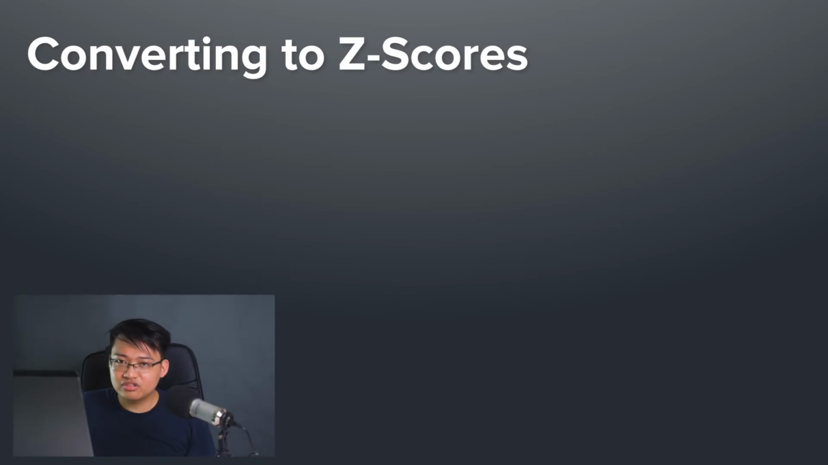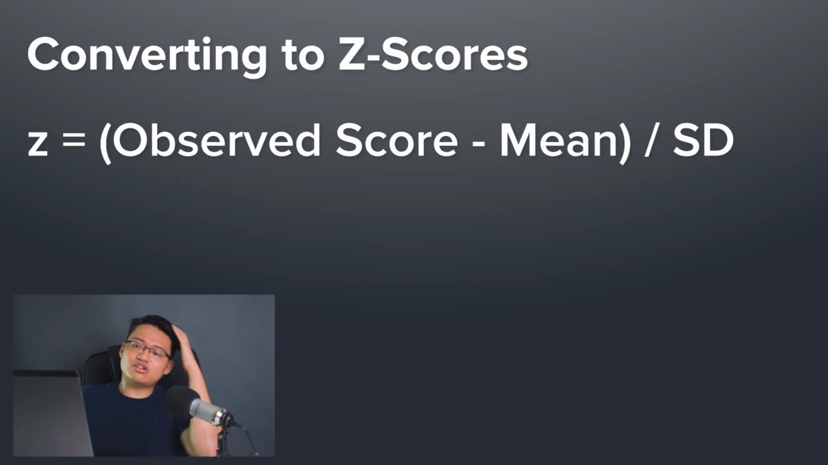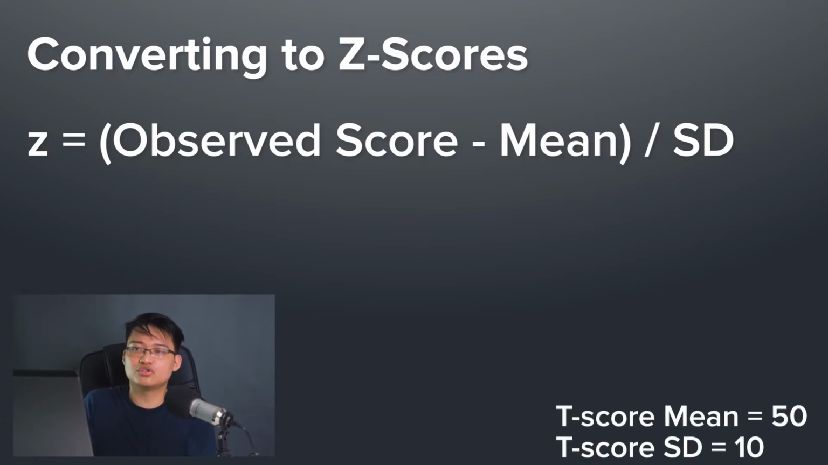So how do we calculate this percentile using T-scores? Well, we convert it into Z-score. How do we convert to Z-scores? We convert to Z-scores using this formula. Observed score minus the mean divided by the standard deviation. So the mean and SD here is not the mean and SD of Z, but the mean and SD of the standard score you're using. Since we are using T-score here, we will use the mean of 50 and a standard deviation of 10 because that is the mean and standard deviation of T-scores. That's a given. You should know that.